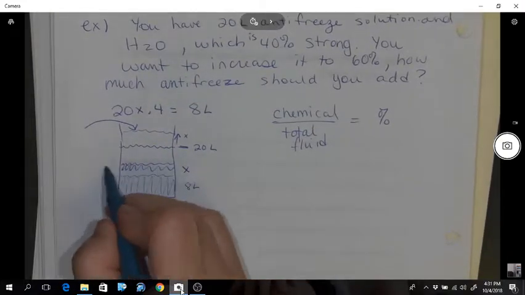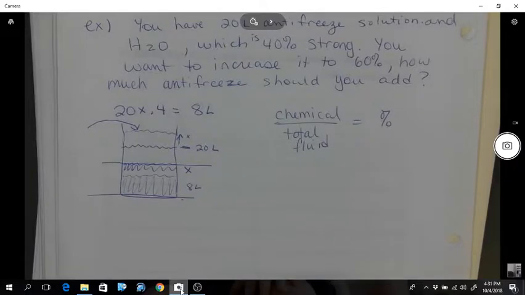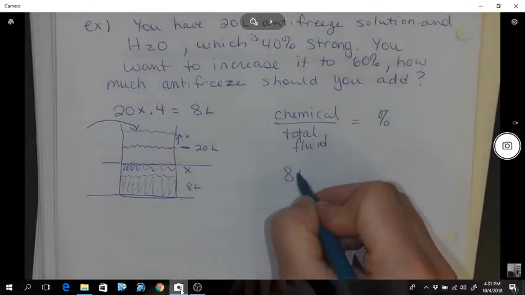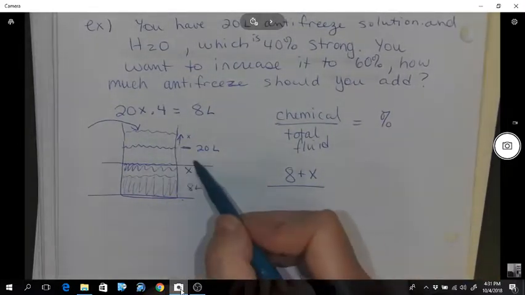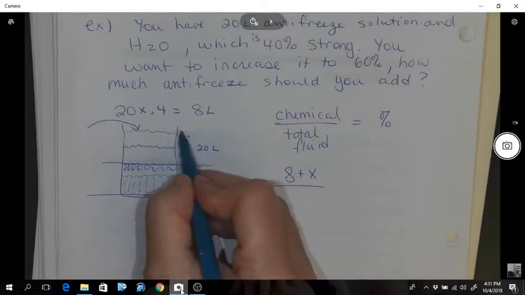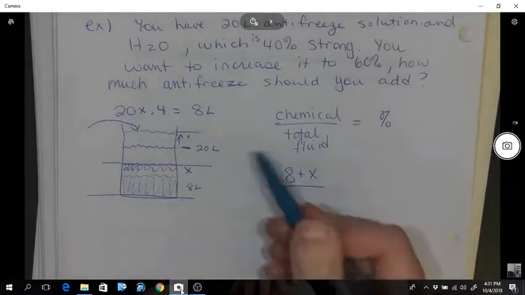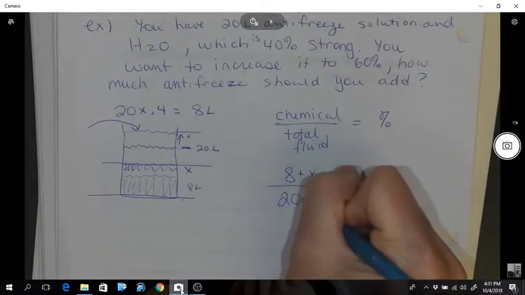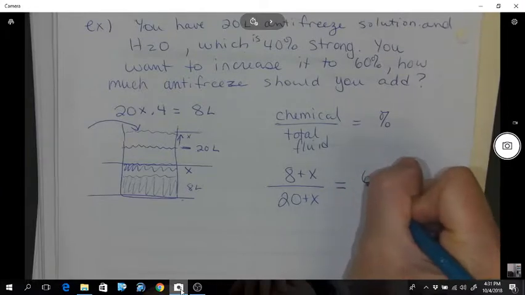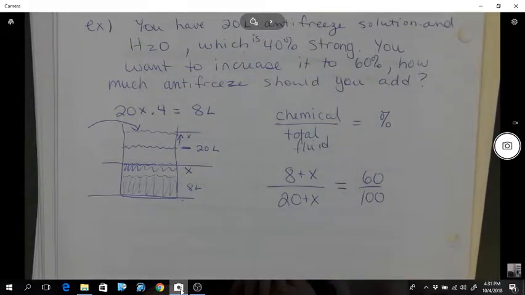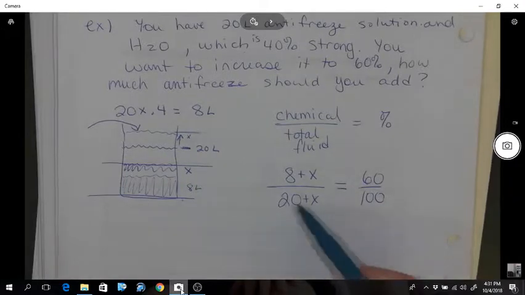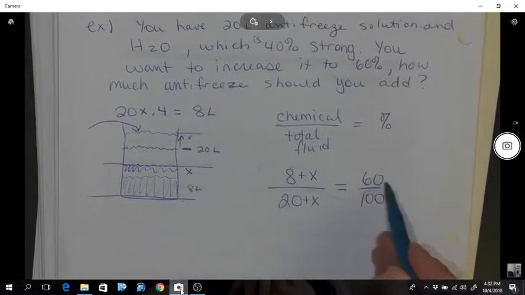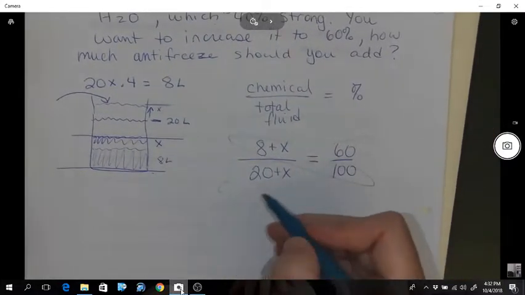Okay, so what kind of chemical do we have in here? All together, can you see that I have 8 plus an X amount of chemical? And how much total fluid? How much did I get to at the top of my bucket? I had 20 and then I added an X amount. And that I want to equal 60 over 100. Okay? Oh look, the strategy I'm going to use is 1 fraction equal to 1 fraction, so I can cross multiply.